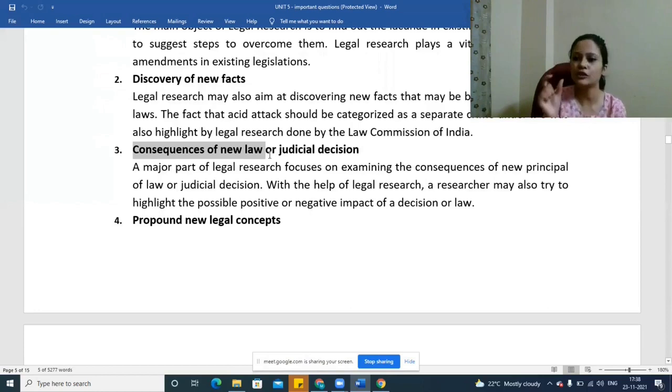What will happen if those new provisions were applicable? What will happen if minimum support price was not given to farmers? All of those things were figured out by way of legal research again, right?